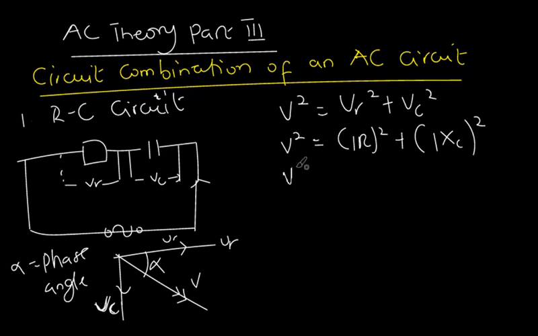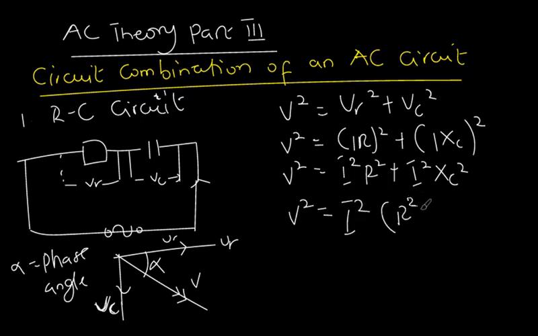From here all we need to do is simplify. So we have I square R square plus I square XC square. So V square is equal to, if we factorize I square out, I square times R square plus XC square.